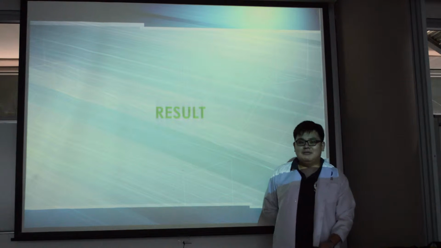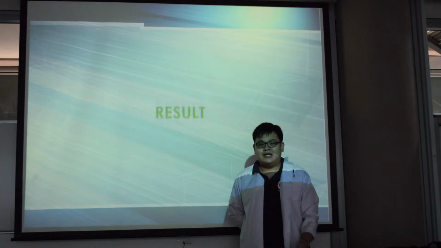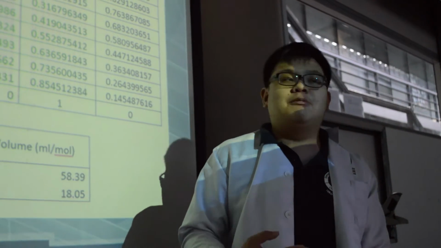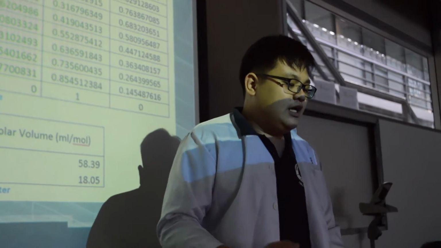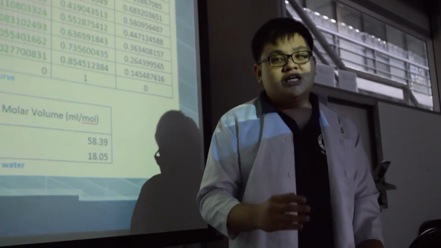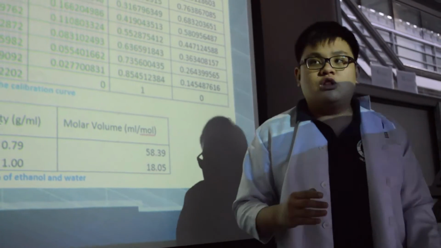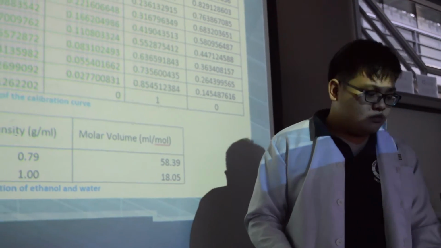Hello everyone, my name is Jin Han. Now I'm going to discuss the results of batch packed distillation. First of all, we need to know the calibration curve, made by using different amounts of ethanol and water in this experiment. The function of the calibration curve is to convert the refractive index from the refractometer to the number of moles.